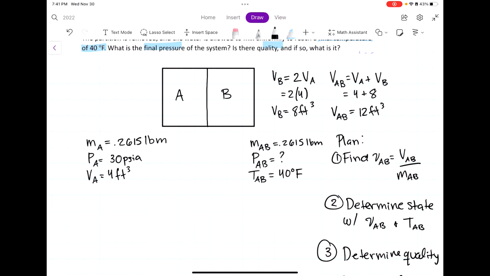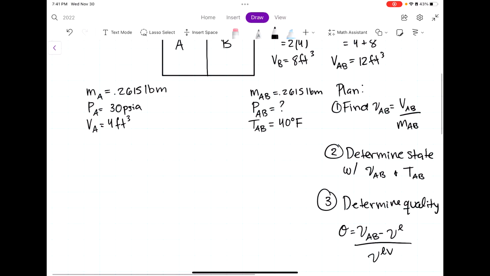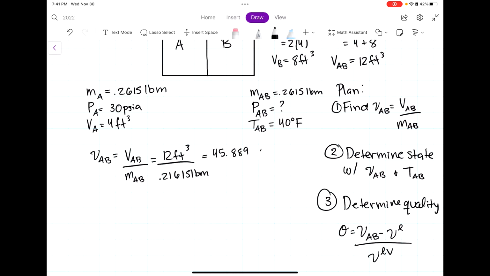Great. So now let's go ahead and find the specific volume of AB. Again, that's the equation. We plug in the things that we know. 12 feet cubed over 0.2615 pounds. And we get 45.889 feet cubed per pound.